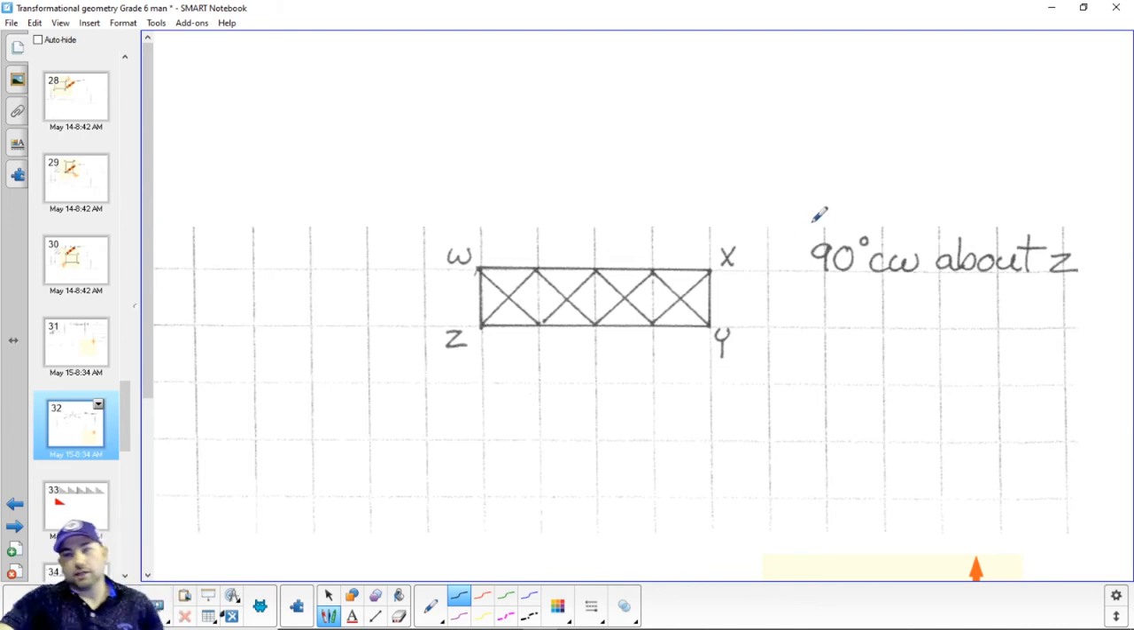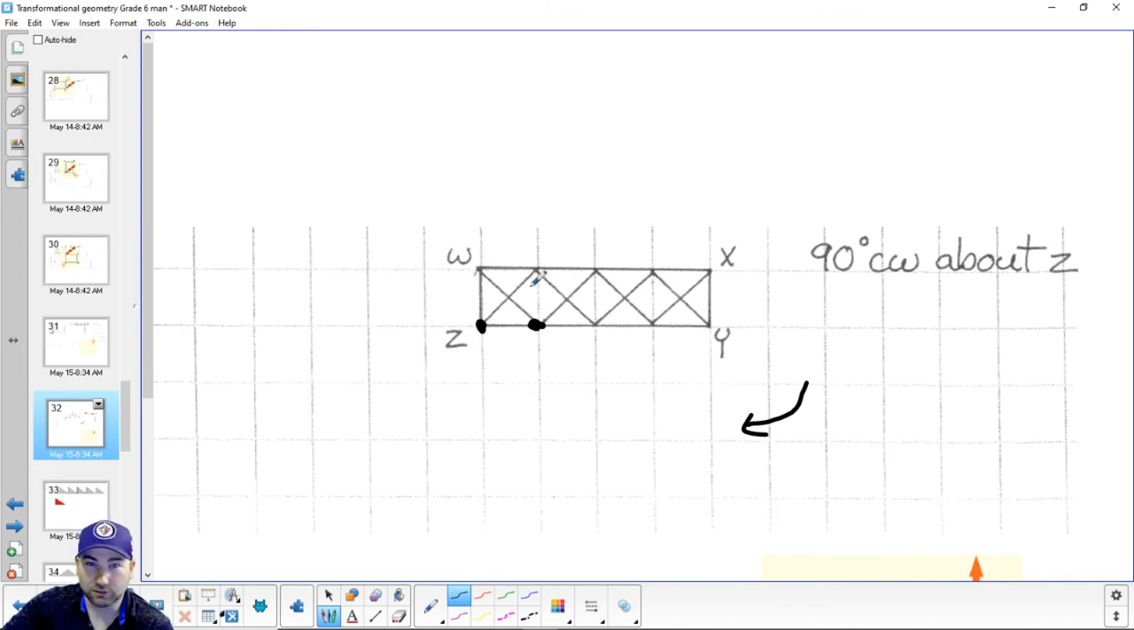Okay, and this one, 90 degrees counterclockwise about point Z. Well, here's point Z, and it's a 90 degree rotation, which means it is going to be this way, and it's clockwise. Sorry, I thought I said counterclockwise. It's clockwise. It's going to rotate down this way. So meaning W is going to end up in this spot here.